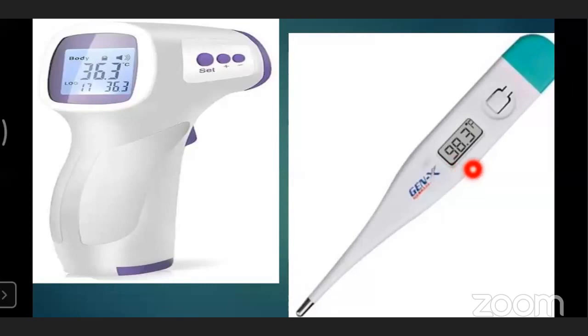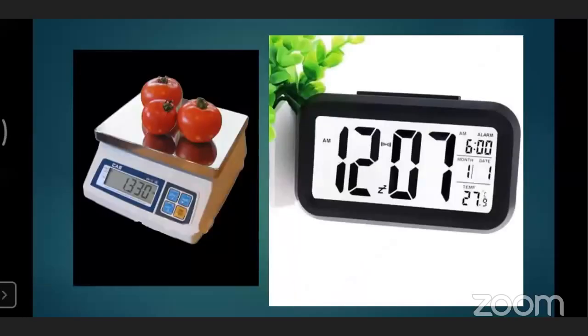Can you read this number now? 98.3. Very good. Very nice. Now observe some more examples. Can you read this number? 1.330. Observe it carefully. After 1, there is a dot. Okay, 1.330. Yes, now read this. 12.7. Yes, very good.